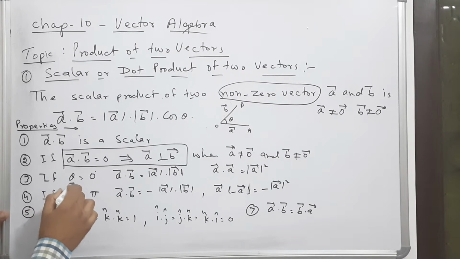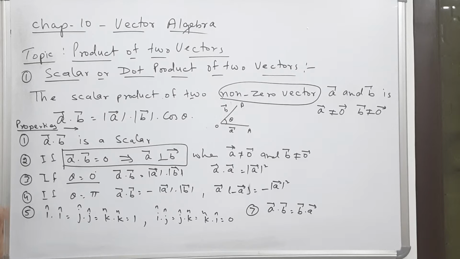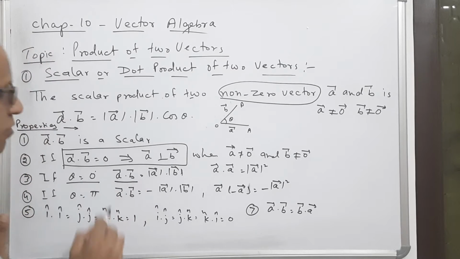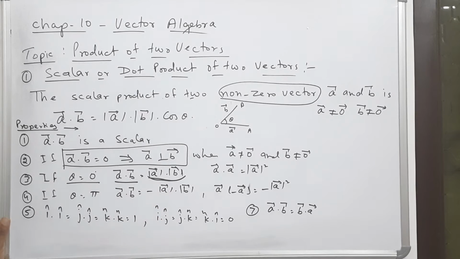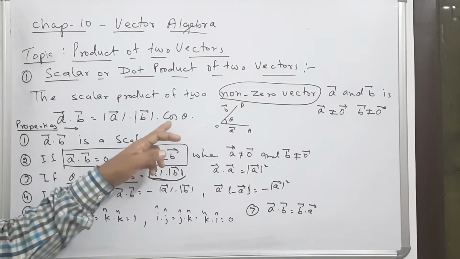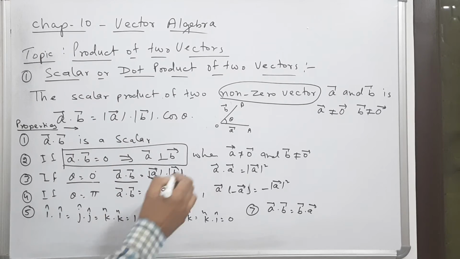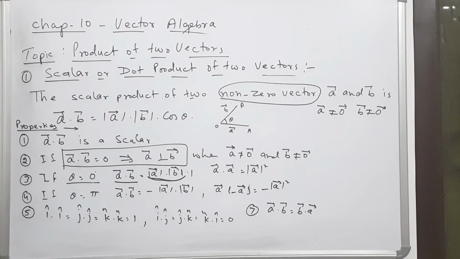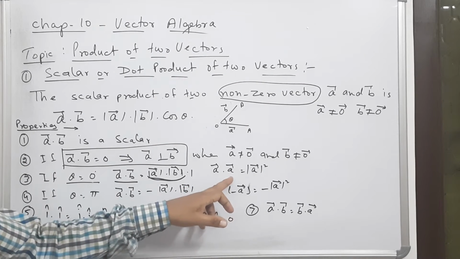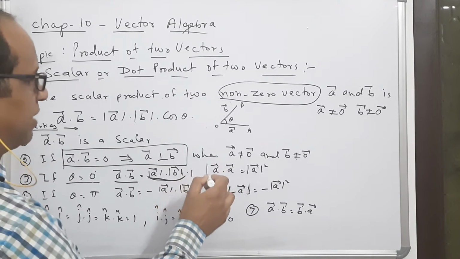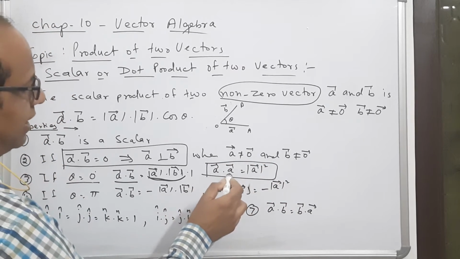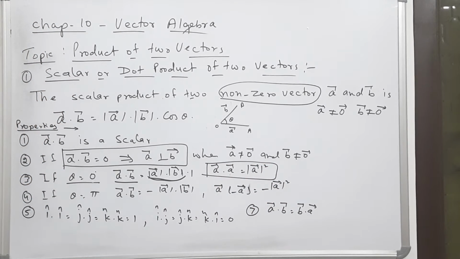The next is, if the angle between two vectors is 0, that is, they are collinear vectors, then the dot product of the two vectors is equal to the product of their magnitudes, because you all know that the value of cos 0 is 1. So here the dot product will be equal to the product of their magnitudes, and if both vectors are the same, then it is the square of the magnitude. This concept is also used very much. The concept is that A dot A is the square of its magnitude.